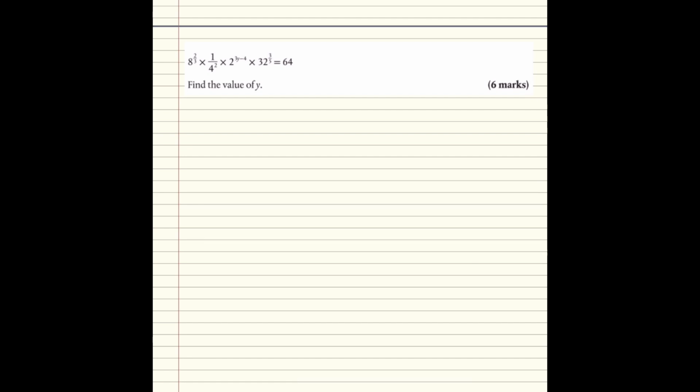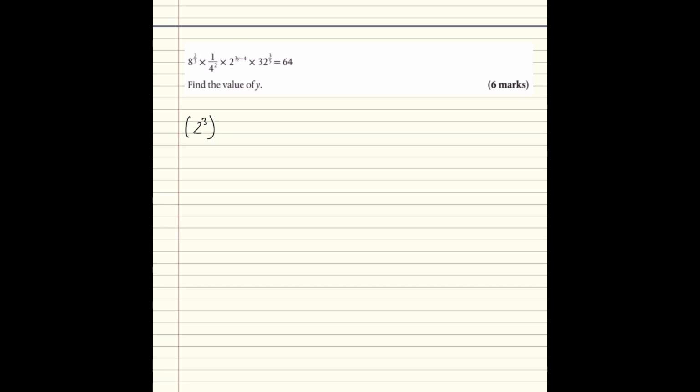So this is what we have to be thinking of when trying to find the value of y. We've got to put them as powers of 2. That's the first thing that I will do here. So 6 marks. I probably won't do it in 6 minutes, but I'll try. And we'll do it, but in the exam we have to be able to do this in 6 minutes.